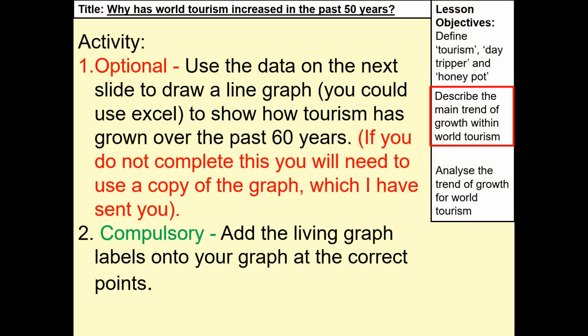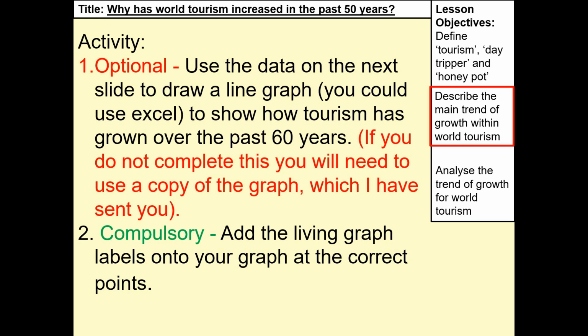Number 3. So this next activity can be done in 2 sections. Firstly, you have an optional part in that on the next slide I've got a series of pieces of data to allow you to create your own line graph based upon the history of world tourism and the numbers of people visiting all over the world per year. So if you want to, it's optional. You can draw that yourself just using the data.